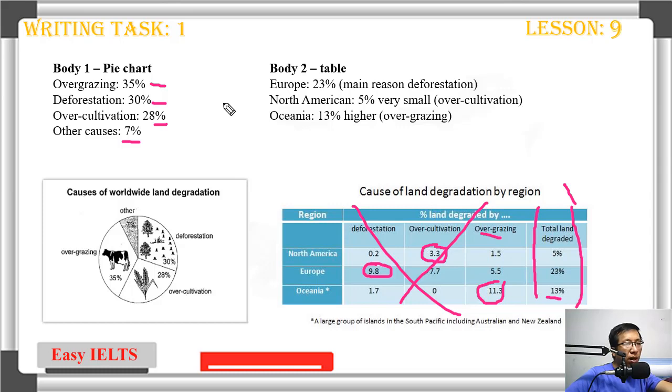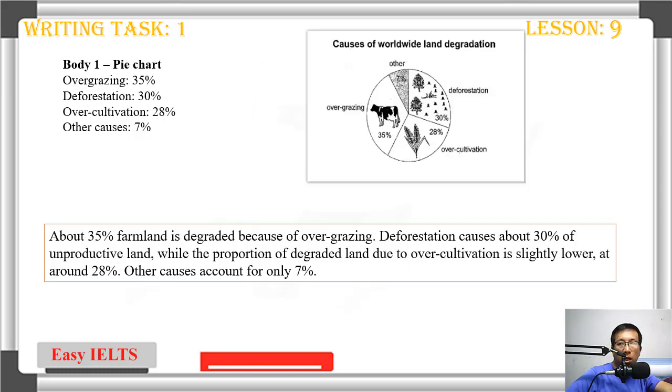Okay, so you have to spend like 5 minutes to write down your outline before you continue to move on writing your detailed paragraph 1 and 2. So now we're going to write the body 1, body 2, and again you can watch my previous lesson on how to transfer the layout into sentences and how to transfer sentences into a paragraph. Okay.